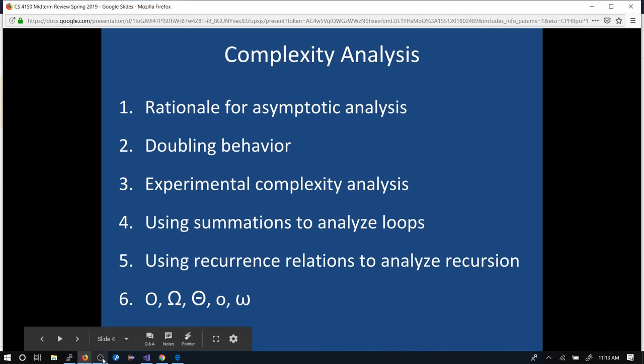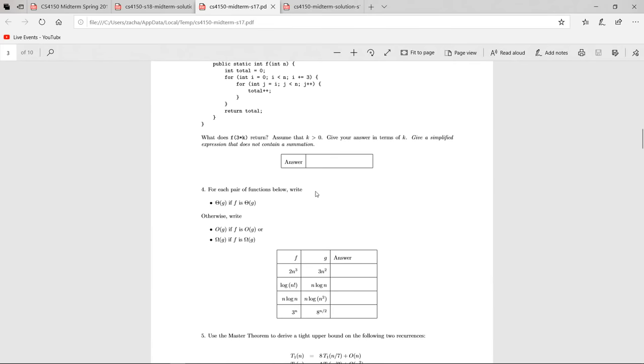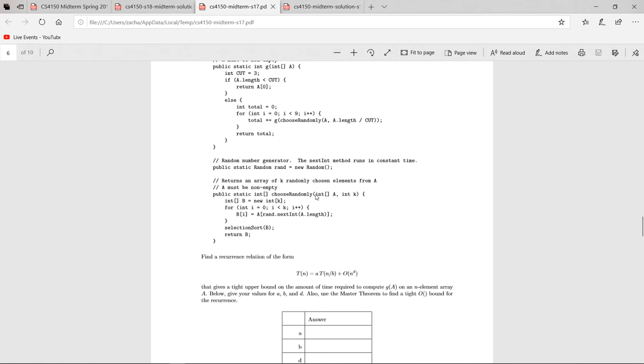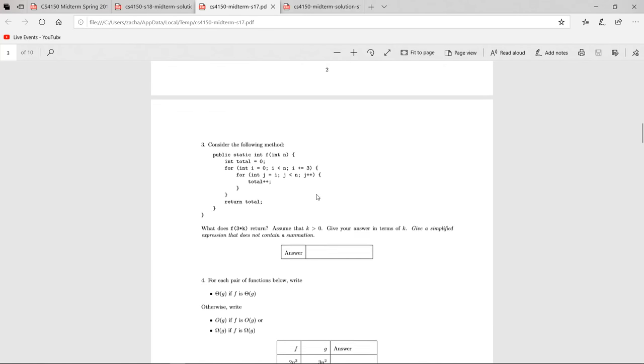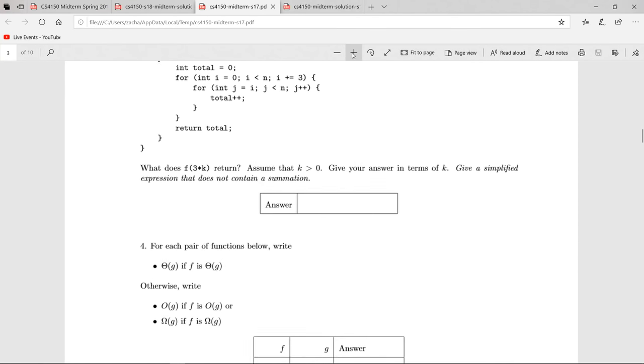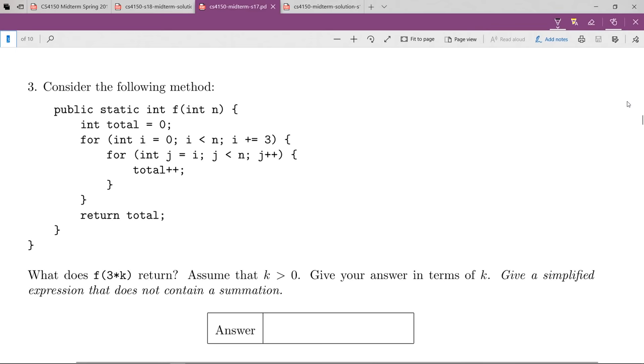Okay, let's go. Remember about where it was? Oh, right there. Okay. So we're supposed to figure out what f of 3k returns. Right? So someone tell me how you approach it, if you know how to do it. You listed out like you did in the slides, like how many times you do the input equals 0 and i equals 0. Okay.